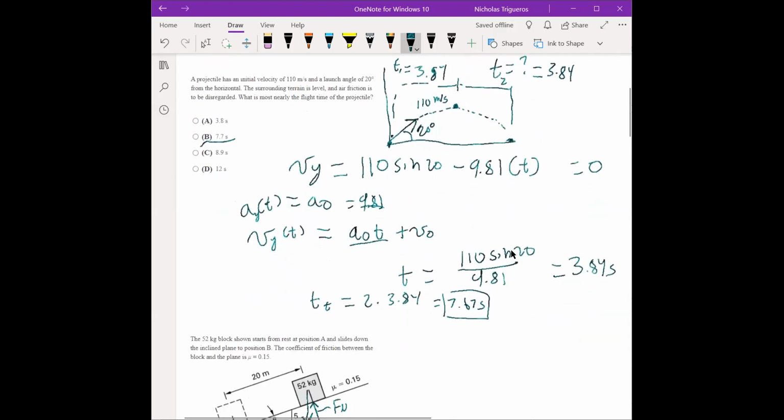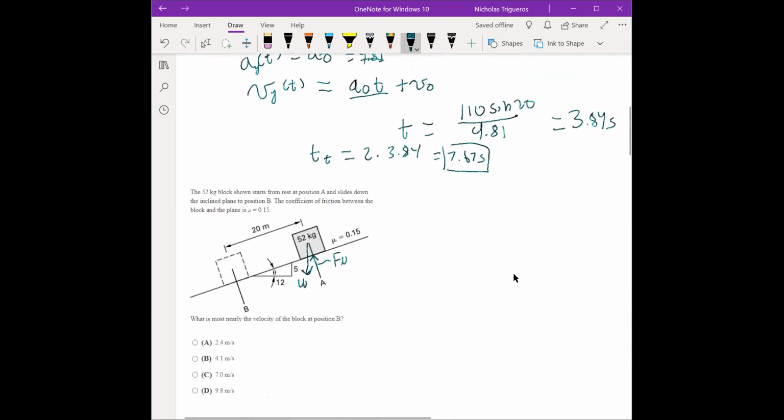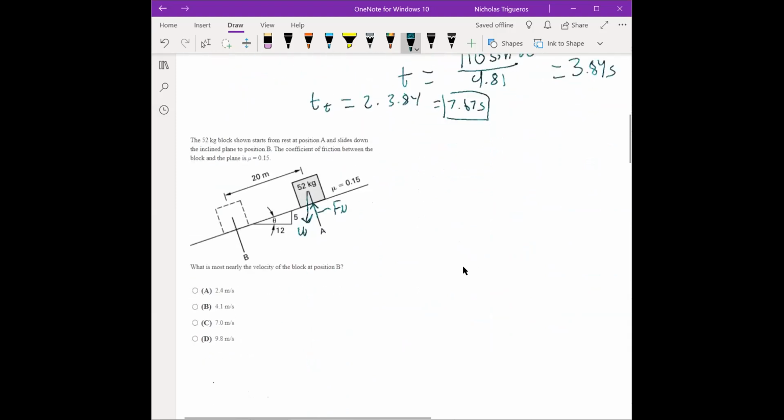Again, these are kinematic kinetics problems. This one deals with friction. We have a 52 kilogram block starting from rest, and it slides down an inclined plane to B. Coefficient of friction is 0.15.